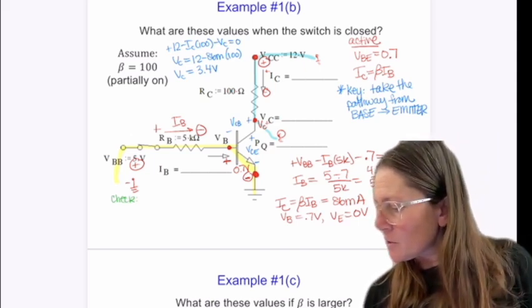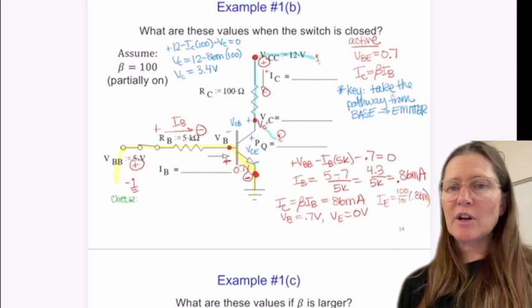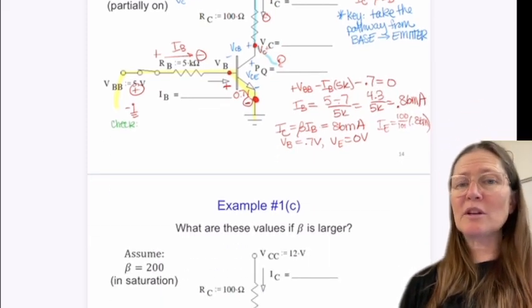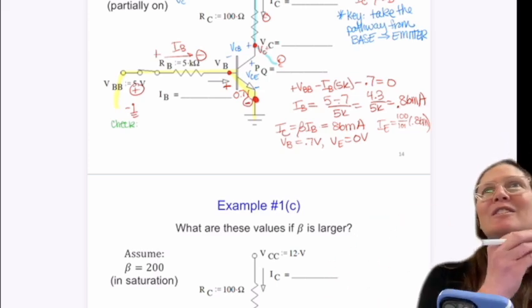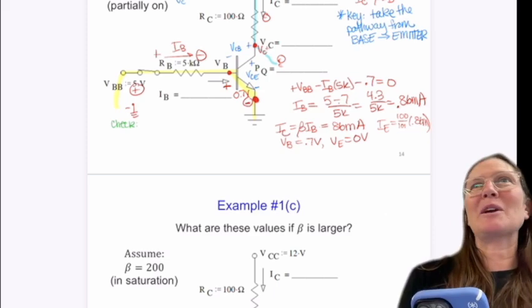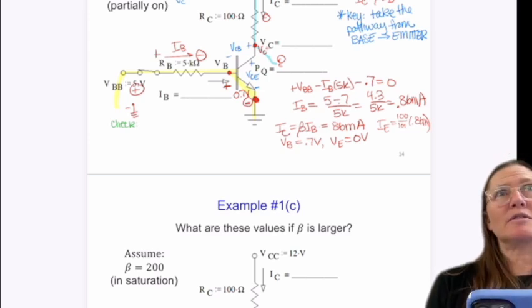IE will equal 100 over 101 times 0.86 milli. So it will be very close to that value, but so a lot of times you can make an assumption that they're very close, but it should be IC equals beta IB. Sorry, that was a miswriting on my part. All right, other questions? You guys following this?